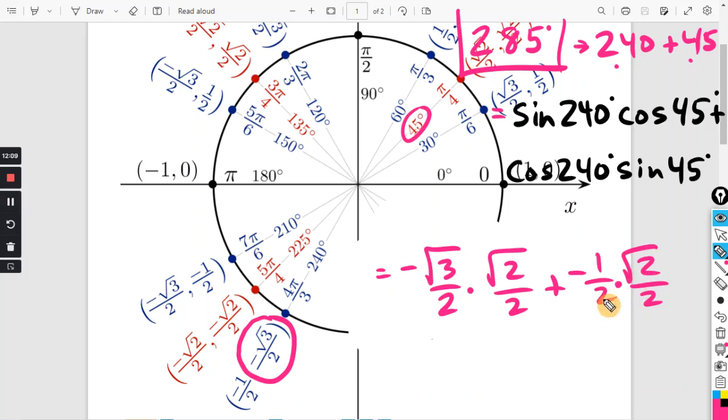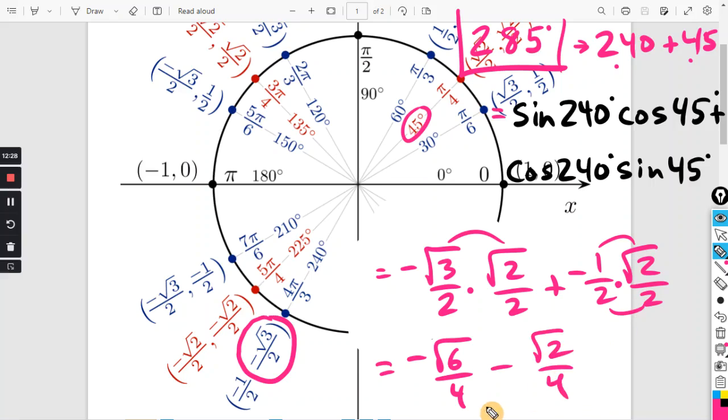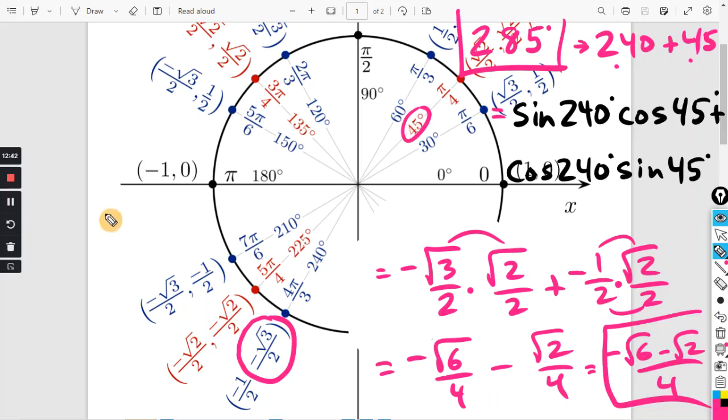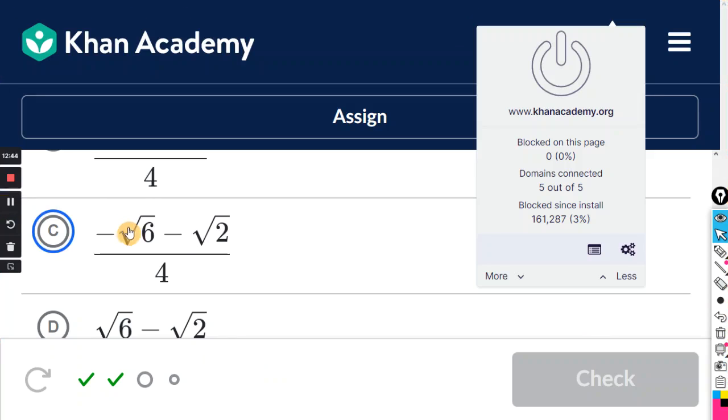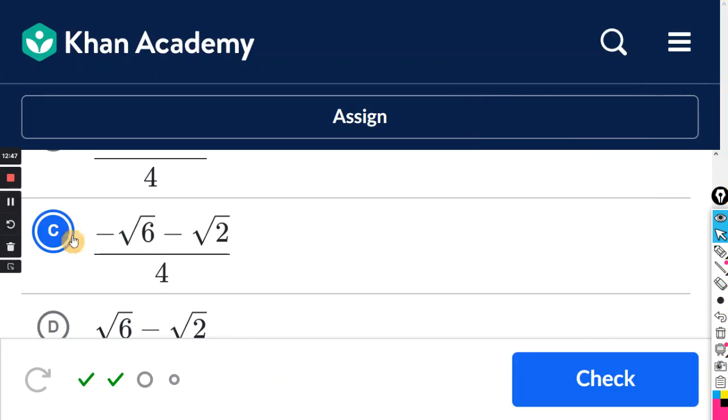All right, these are multiplied. So you got a negative here. Radical 3 times radical 2 is radical 6. And then 2 times 2 is 4. Got a negative here as well. 1 times radical 2 is radical 2. 2 times 2 is 4. So it's negative radical 6 minus radical 2 over the common denominator of 4.